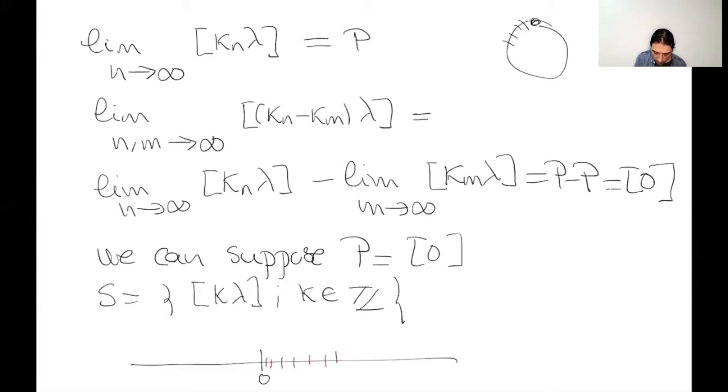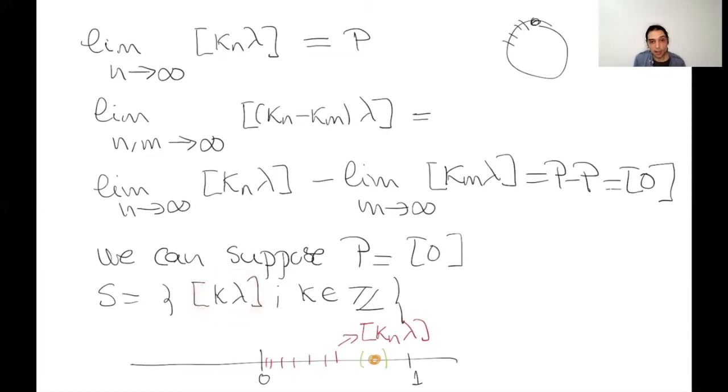These points could be points of the form class of k sub n times lambda. If we fix any other point, for instance, between 0 and 1, a point, for instance, let's say here, and we fix a small interval around that point, we want to show that there is a point of this form in the interval.